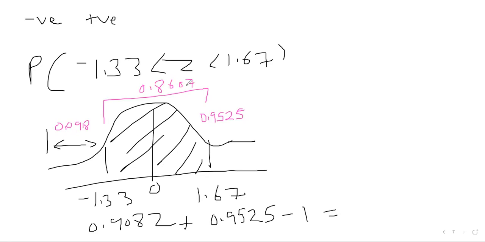However, if you don't have the negative table, I summarized it there, because this subtraction is already done by the negative one. So you simply add this plus that minus 1, and it will still give you the same answer, 0.8607. So you can choose either of the two options. I'm glad you brought it up at this point.